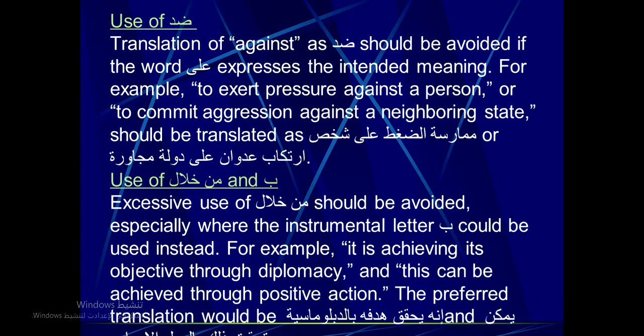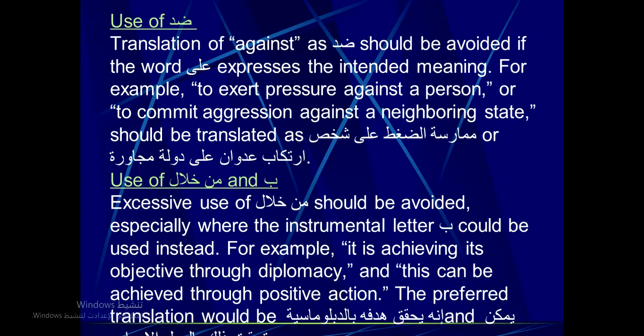Now let's talk about the use of من خلال and ب. Which do you think is better to use? من خلال or ب? Now excessive use of من خلال should be avoided, especially where the instrumental letter ba could be used instead. For example, it is achieving its objective through diplomacy. Now what's the best translation for through?